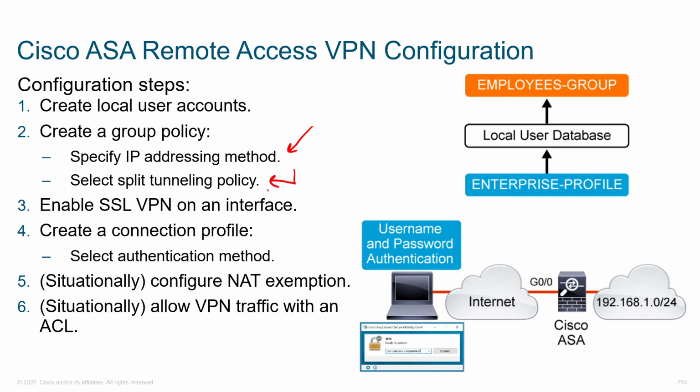What should their split tunneling look like? It's off by default. Maybe we want to turn it on. If we plan to use SSL VPN, let's make sure that it's enabled on an interface. Even if you want to use IKE v1 or IKE v2, go to the interface, make sure it's turned on. We can create a connection profile, and this tells us, this is our pre-login policy, how to authenticate the user. Optionally, configure NAT exemption. Optionally, allow VPN traffic with an access control list.